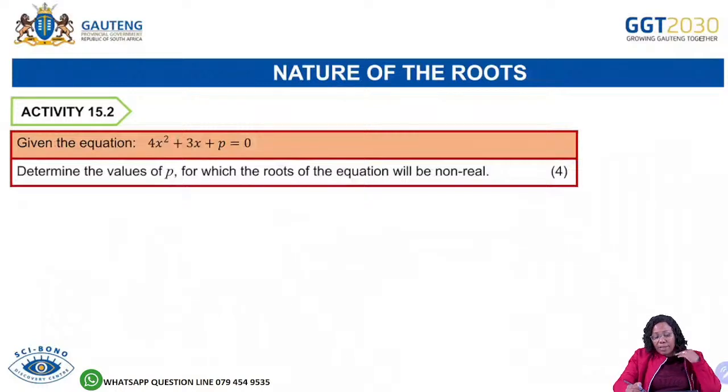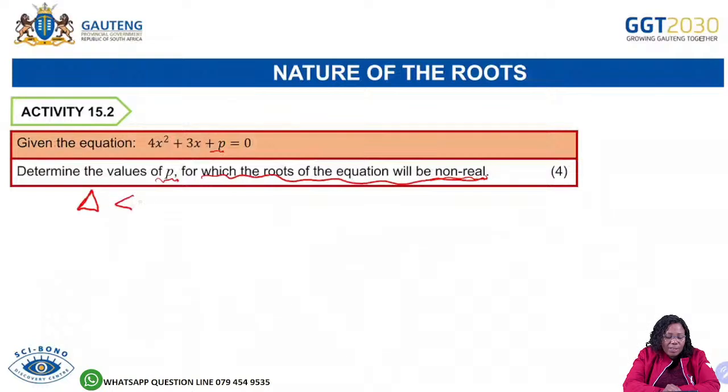Another way of asking about the nature of roots: you are given the equation 4x squared plus 3x plus p equals 0. Determine the values of p for which the roots of the equation will be non-real. They are telling you that the roots will be non-real, so you start with your discriminant. The discriminant for non-real roots is when it is less than 0, being negative. So what is the discriminant? The discriminant is b squared minus 4ac, less than 0.